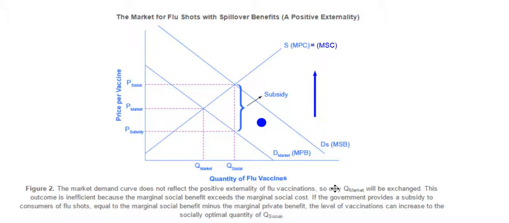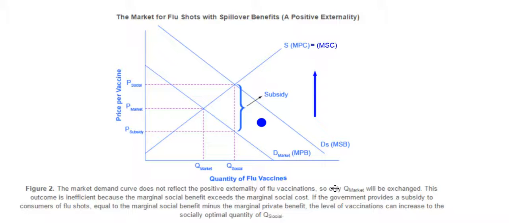So when flu vaccines are given in a community, you're going to have a positive externality outside the actual market. One of the reasons is that the more folks who get the flu vaccine in a neighborhood or a community, the less of a probability there is that people who don't get the flu shot will actually get the flu. It kind of has a positive ripple effect through the community.